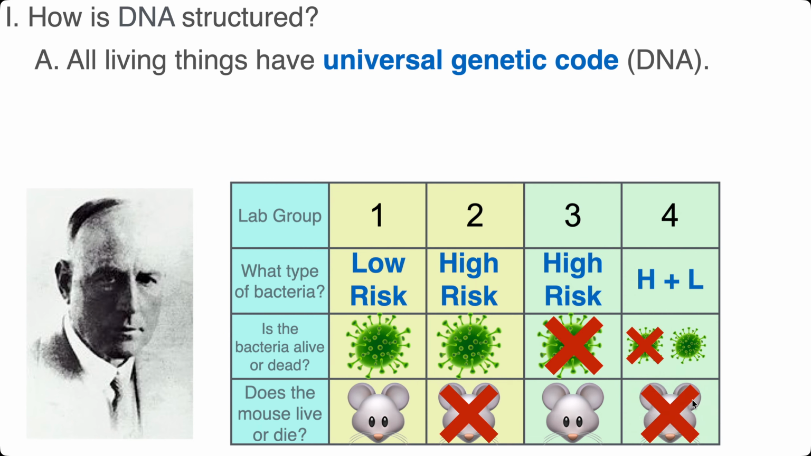See, the mouse dies. And that is super interesting because you wouldn't expect that, right? Lab group 1, it's low risk. It's alive. It lived. Lab group 3, it's high risk. And it's dead. So you're essentially injecting something that's dead into the mouse and it lives. Why, when you put them together, is the mouse dying?